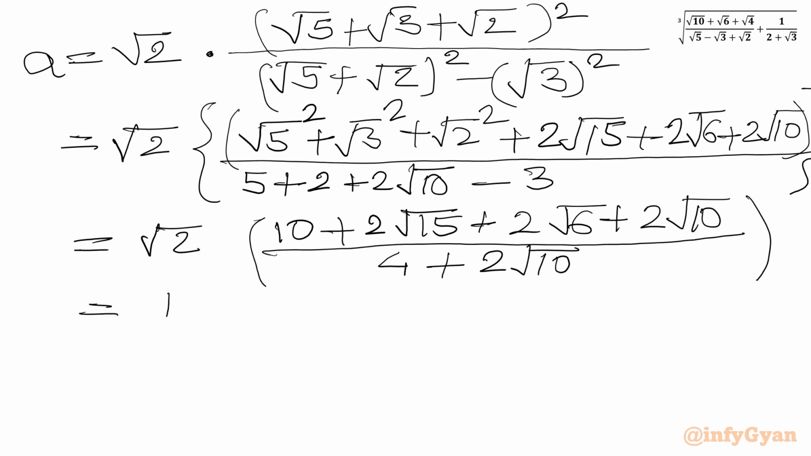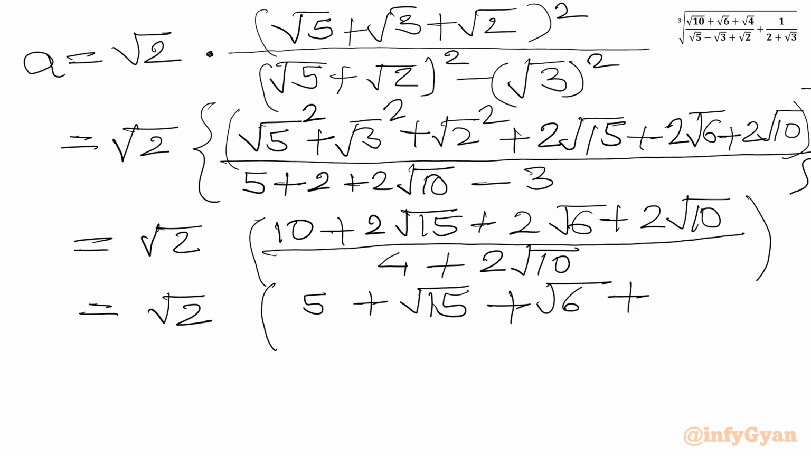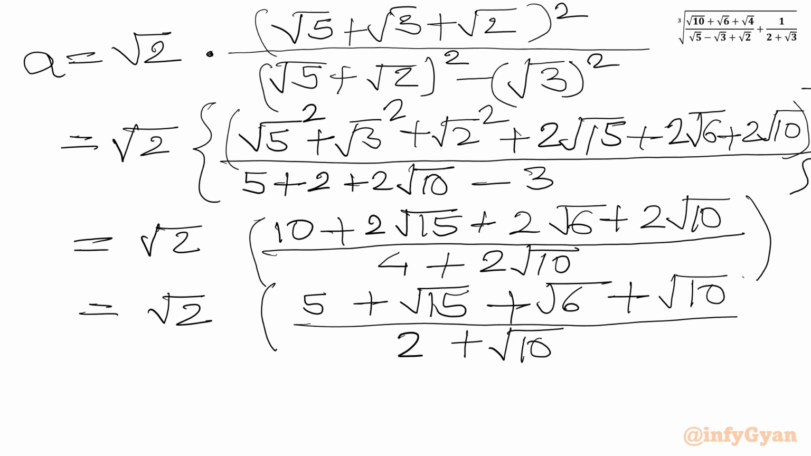So we can write square root 2 in the bracket 5 plus root 15 plus root 6 plus root 10 over 2 plus root 10. Now this is our expression A. Now I will take root 2 common from the denominator, or let us write this expression here.